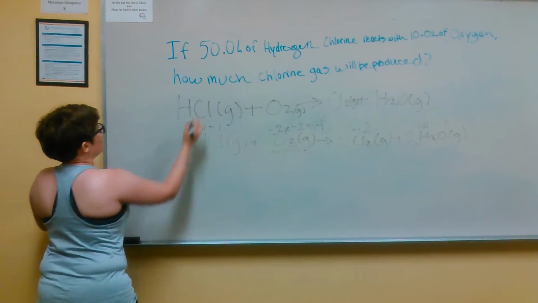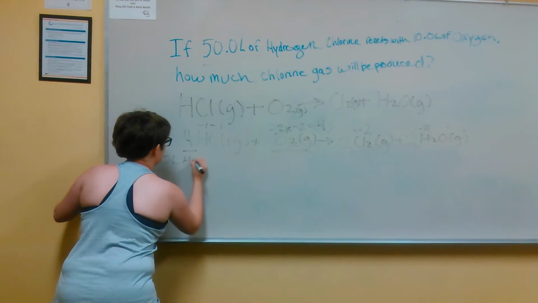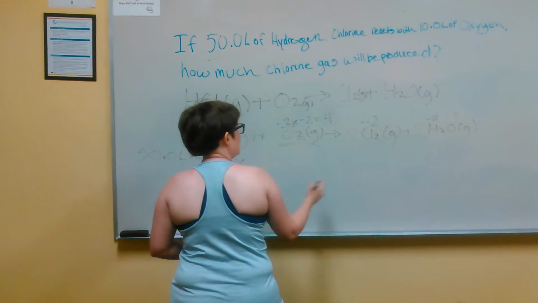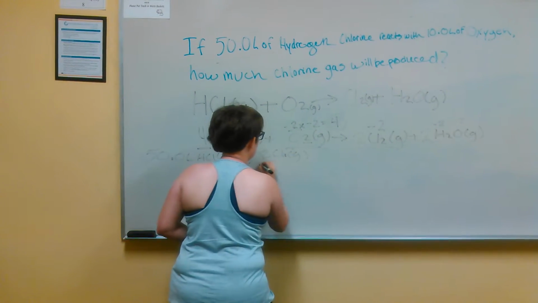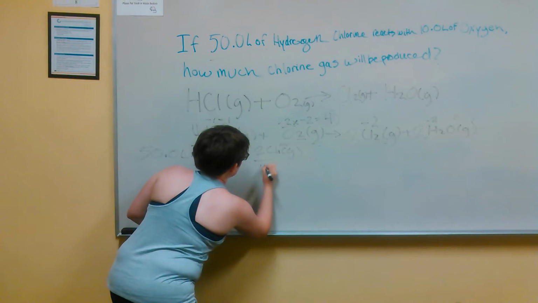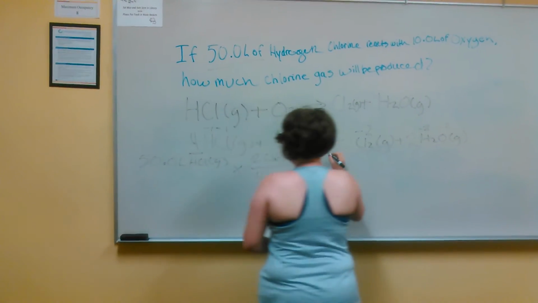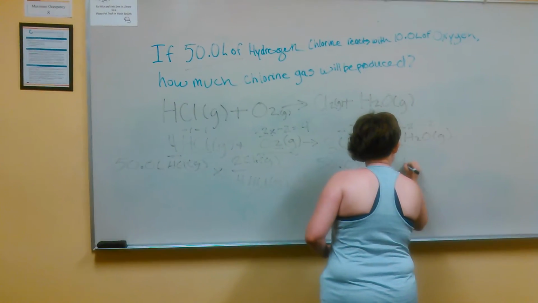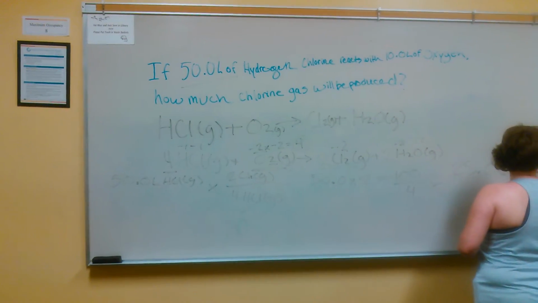So now we will take what we started with, the 50 liters of hydrogen chloride gas. So we have 50.0 liters of hydrogen chloride gas times, obviously we have 2 chlorines, so we will take 2 chlorine gas at the very top. And then we will take the 4 that we got from over here, and do 4 hydrogen chloride gases, and then we will cancel these out. So then we will have 50.0 times 2 equals 100 divided by 4 equals 25.0 liters of chlorine gas.